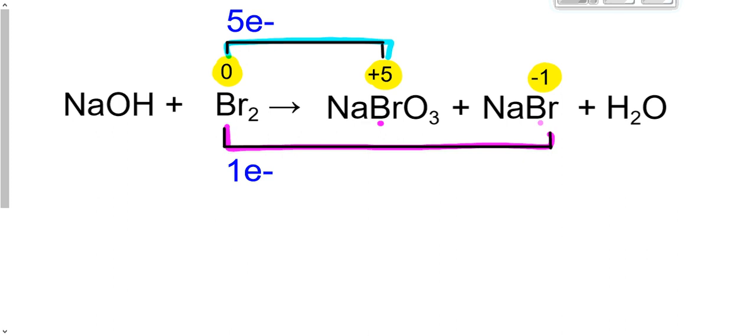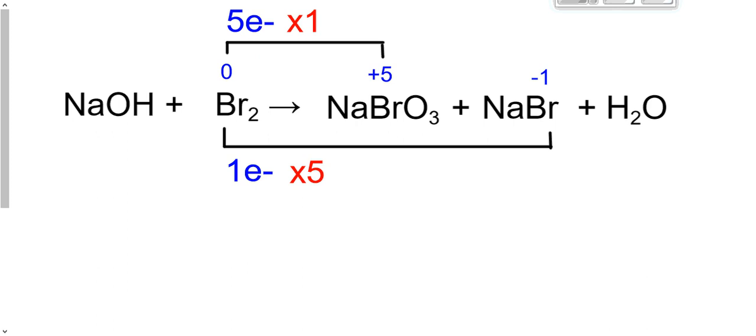Bromine went from 0 up to 5, that's a loss of 5 electrons. That was your oxidation. And here from 0 down to -1 was a gain of 1 electron. That's your reduction. We're going to start by making these both into a total of 5. So we have 5 electrons in, 5 electrons out.